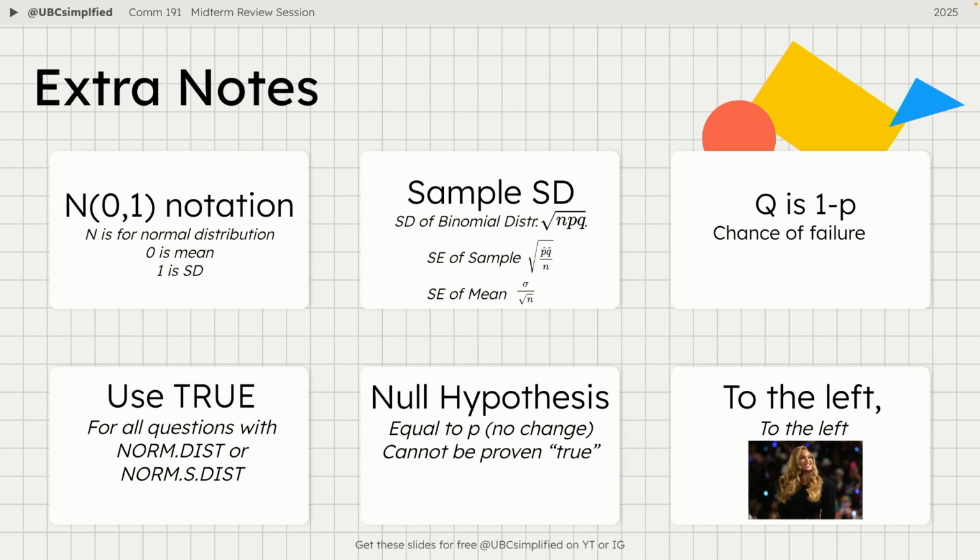For basically all questions, for norm.dist, use true. And then your null hypothesis is no change. So it's not something that you're changing. It's like, oh, I wonder if 65% of the population likes mangoes, or let's see if it's 68. There's no change for the null hypothesis, and you can't prove it's true. And then the last thing to keep in mind is that all the functions norm.dist and norm.inv are to the left, Beyonce functions.